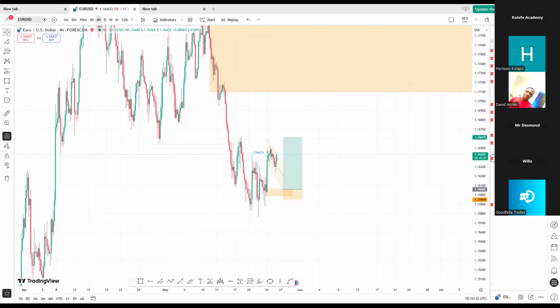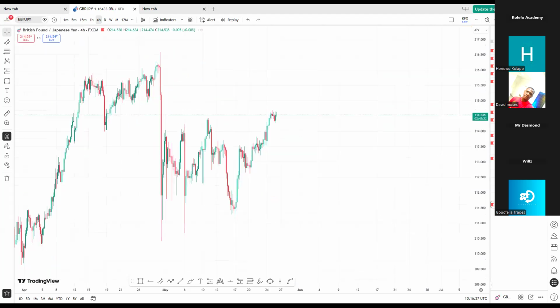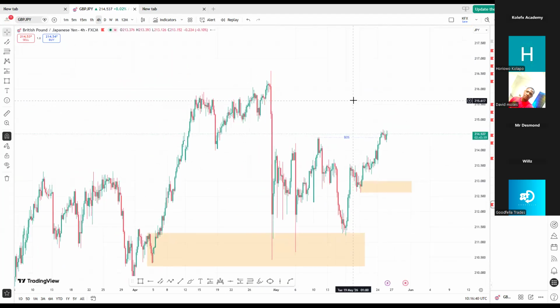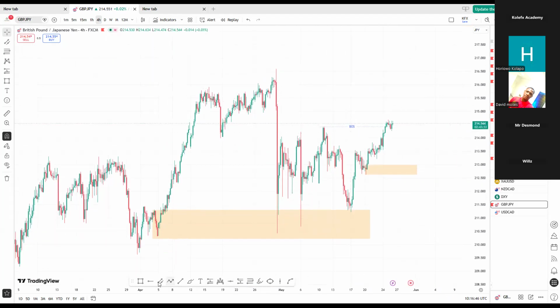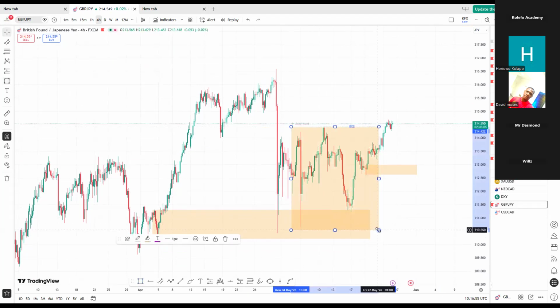Having said that, then I have GJ. I know we were talking about GJ on Sunday, which I said I need GJ to give me a shift from the range it has been maintaining for weeks now. So let me mark it out. So we have this particular range here.